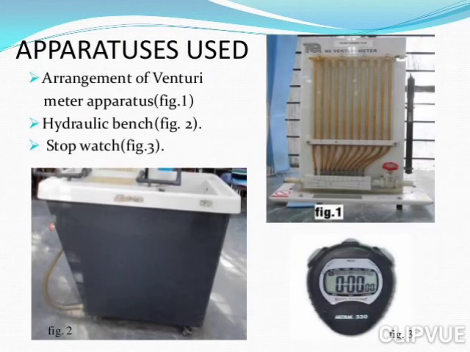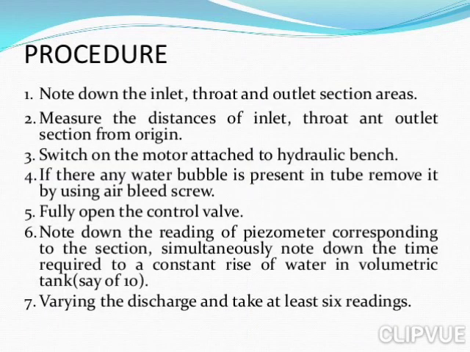What are the apparatus used? First, we have to arrange a venturimeter, a hydraulic bench, and a stopwatch. Let us look at the procedure. First, we have to note down the inlet, throat, and outlet section areas. Second, we have to measure the distances of inlet, throat, and outlet section from the origin.